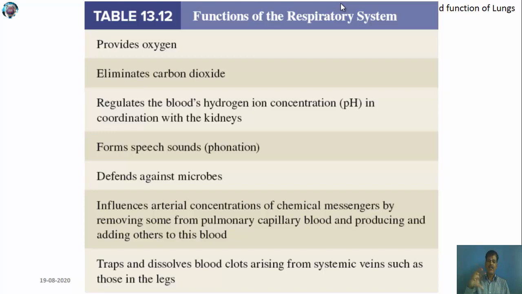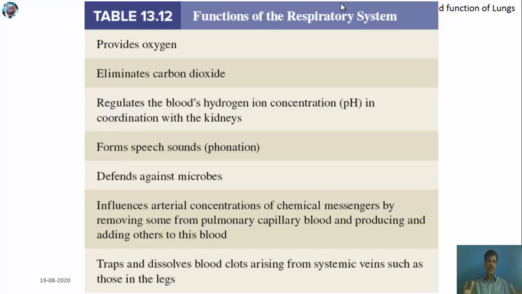And then the arterial concentration of chemical messengers, removing some from pulmonary capillary blood and producing and adding others to this blood. So apart from oxygen, other components can also be exchanged with the help of the respiration process. And then it traps and dissolves blood clots arising from the systemic veins such as those in the legs. So even the respiratory system dissolves blood clots which arise from the veins. This is a new type of function you can hear from this. That is how the respiratory system plays a vital role.